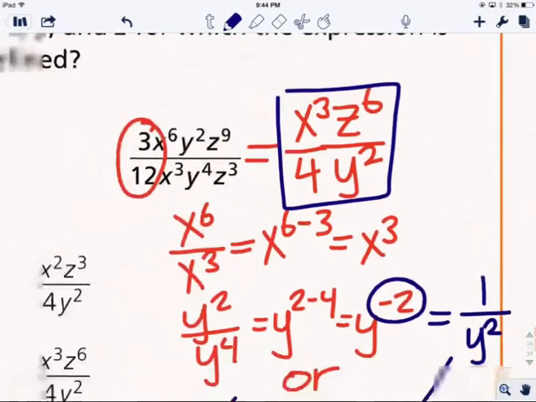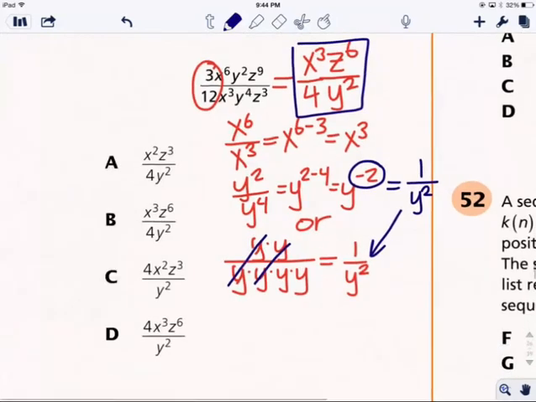Now, does that match any of our answer choices? Look very, very carefully. Well, yeah, sure. It matches answer choice B.